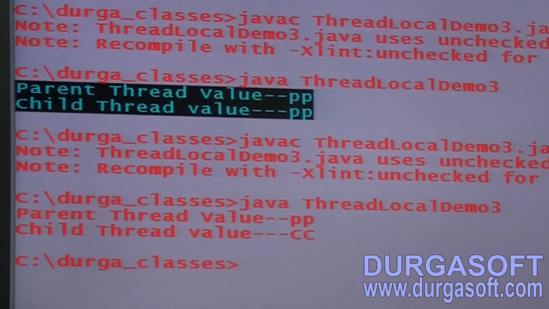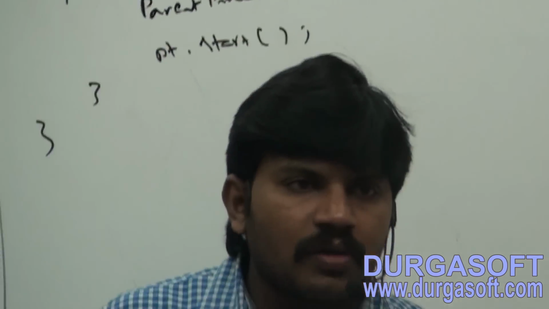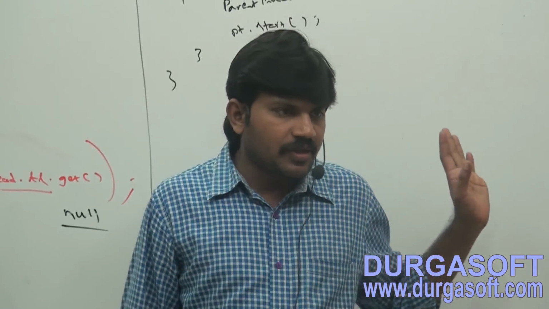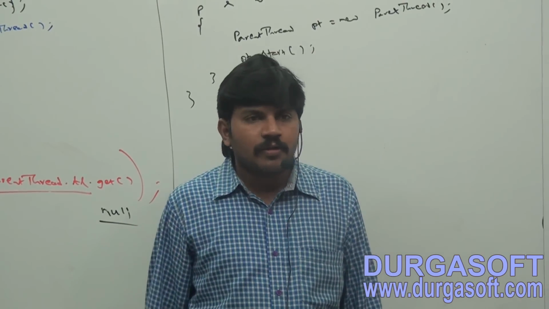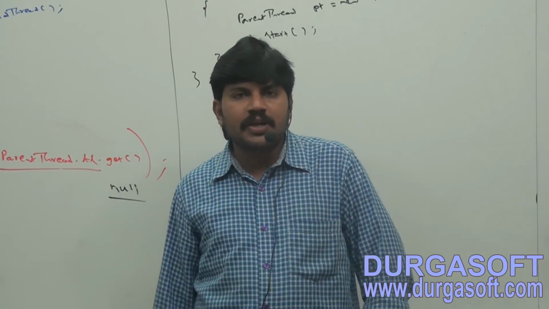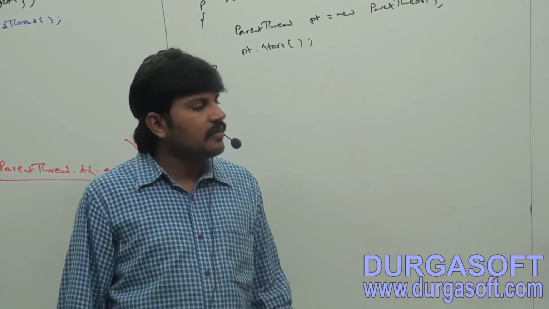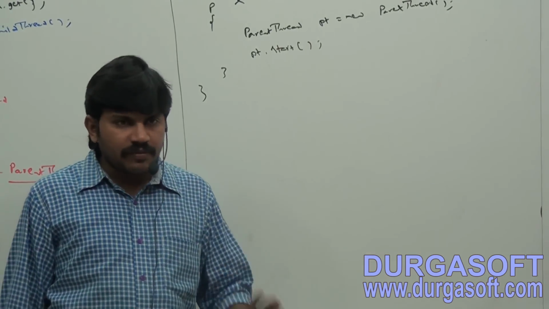So this is ThreadLocal with respect to inheritance. What is ThreadLocal? What is InheritableThreadLocal? Is the parent thread's thread local variable by default available to the child thread or not? These are the things you people should be aware of. That's all.